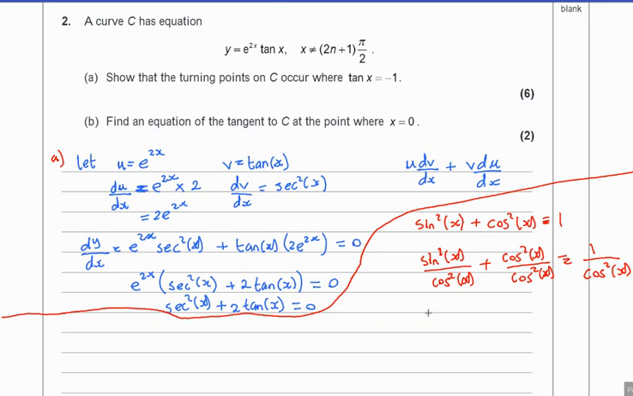Sine squared x over cos squared x is tan squared x. And then we've got 1, because cos squared x divided by cos squared x is 1. And 1 over cos squared x is actually sec squared x. So this is another identity that we've created from the other identity: tan squared x plus 1 is sec squared x. That means we can rewrite this all in terms of tan. So instead of sec squared x, I'm going to write tan squared x plus 1, plus the 2 tan x, and that's all equal to 0.